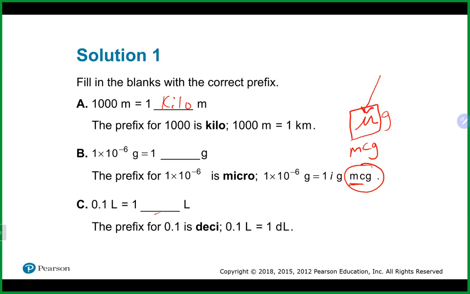0.1 of a liter is a deciliter. So that is our 10 to the minus 1 that we just used in the previous problem. That is the relationship there.